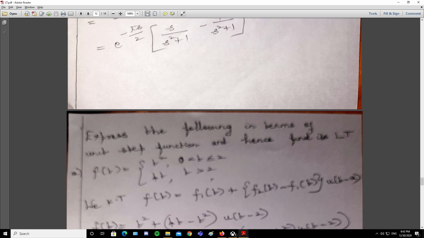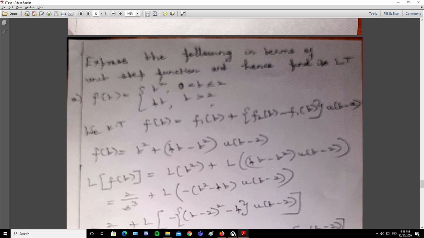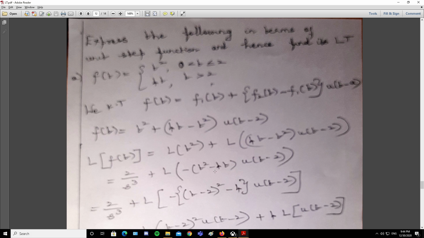So here also you have the product. You have to find Laplace of the product. Here what is the step function? U of t minus 2. So 4t minus t square should also be expressed in terms of t minus 2. So for that we are taking minus out. So minus of t square minus 4t. So minus of t minus 2 whole square, that is t square minus 4t plus 4 minus 4. So we are expressing it as t minus 2 whole square minus 4.